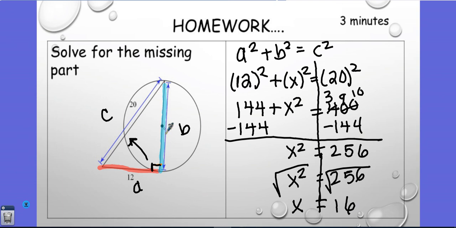And be careful with these questions because they can easily ask you, what's the radius? And in order to get the radius, you do half of the diameter. So this would be 8, and this piece right here would be 8. All right, hopefully that rings a bell from middle school.